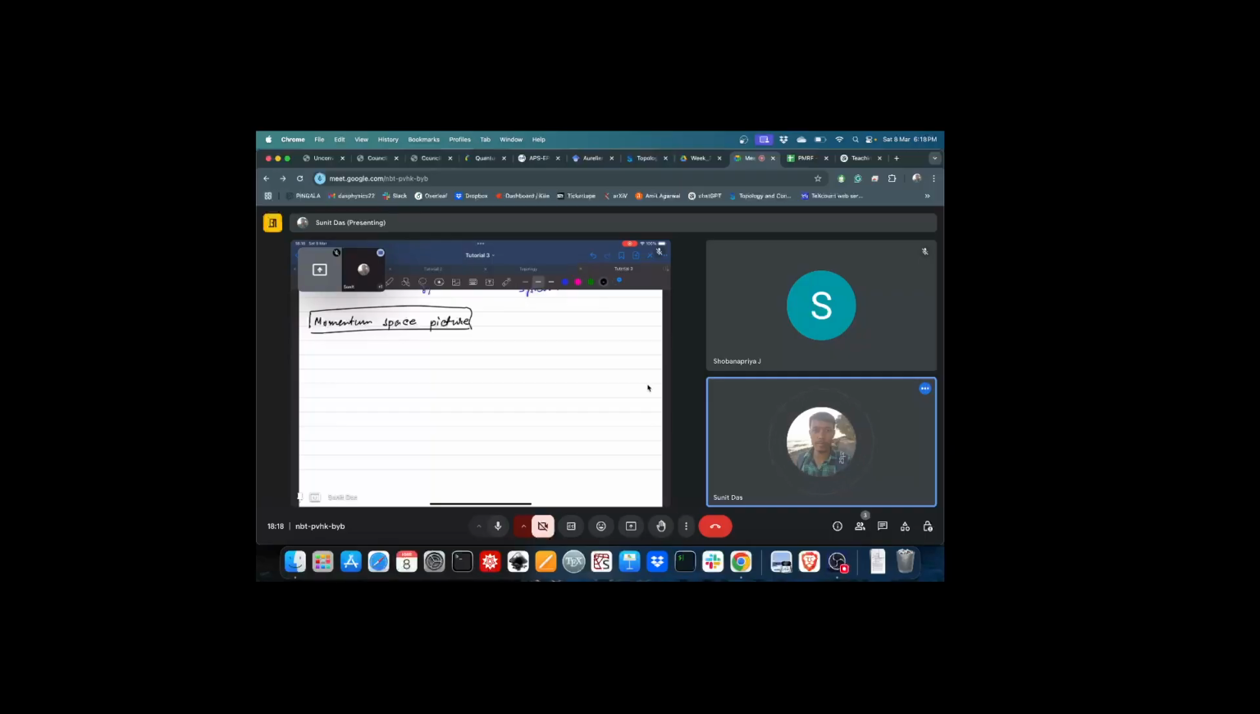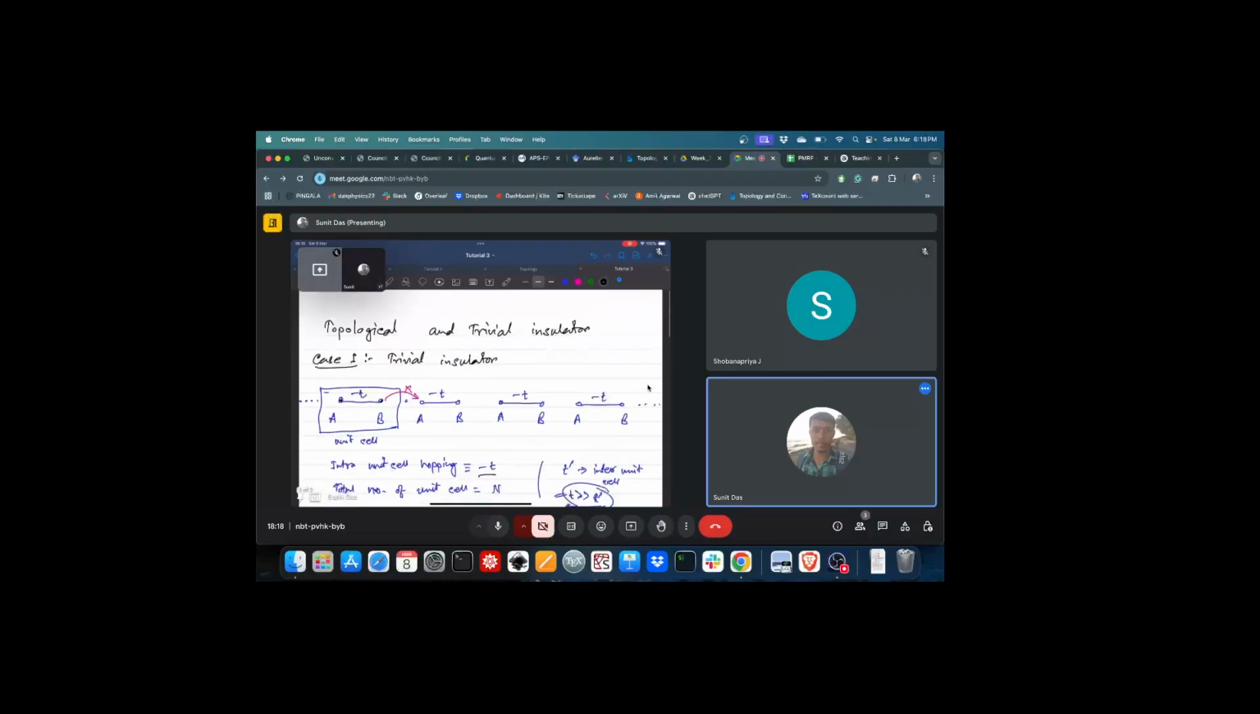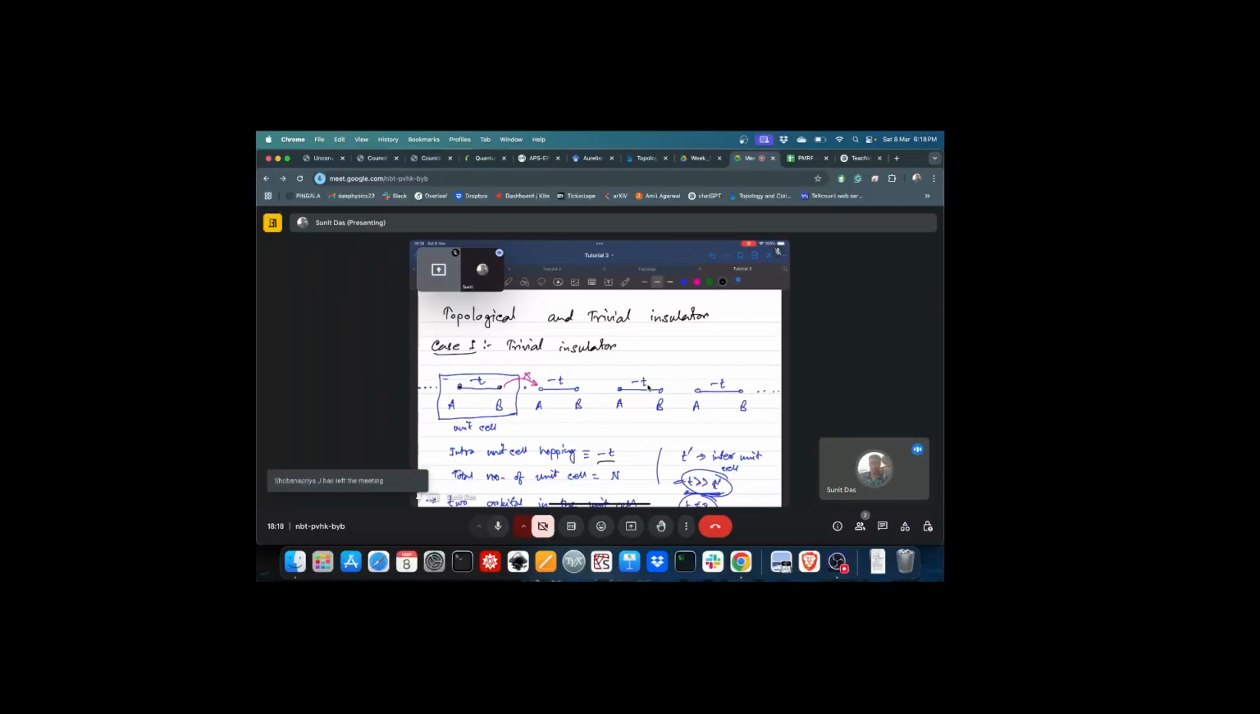Since nobody was there, I started the trivial and topological insulator as I promised last time. So I am repeating. By the way, before going to the trivial and topological insulator, do you have any questions or queries from the assignments that we can solve in the later part? Initially, let's understand the trivial and topological insulator.